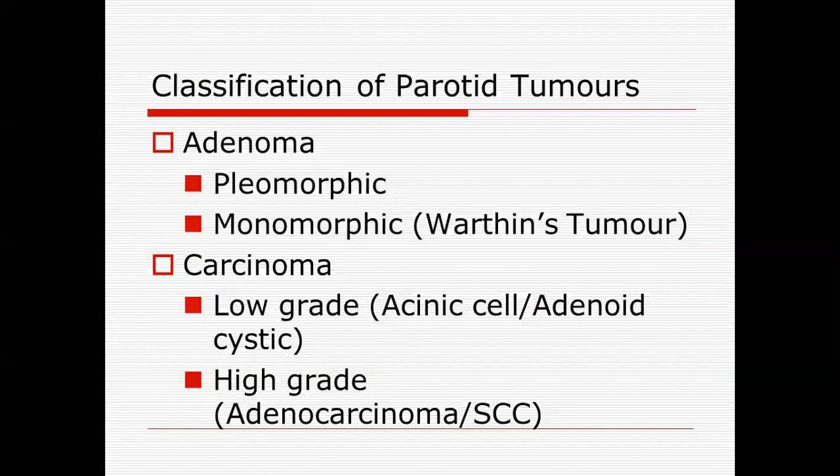Now the classification of the parotid tumors: they are classified into adenoma. Adenoma is pleomorphic or monomorphic. The monomorphic one is Warthin's tumor, and remember that Warthin's tumor often occurs in the bilateral parotid regions. Carcinomas are low grade and high grade. Low grade are acinic cell and adenoid cystic. High grade are the adenocarcinoma and the squamous cell carcinoma.